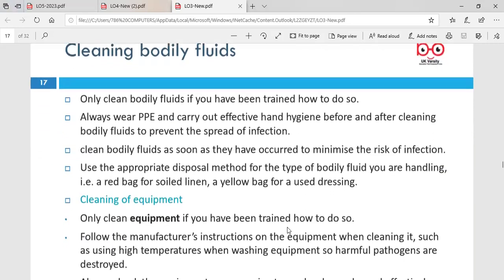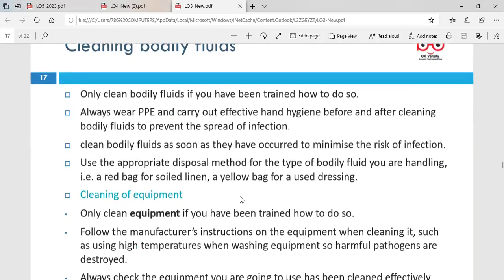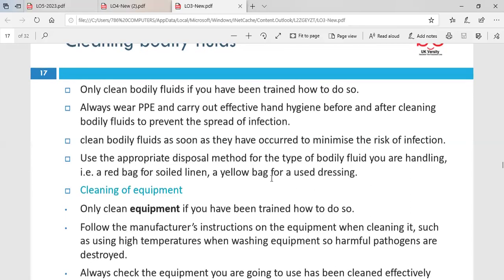Cleaning body fluids: if you're dealing with body fluids, only clean them if you've been trained to do so. Always wear PPEs, protect yourself first and then the others. Clean body fluid spillages as soon as the spillage has occurred. That reduces risk. You could have appropriate disposal methods like a red bag for soiled linen. A yellow bag is used mostly for dressings.